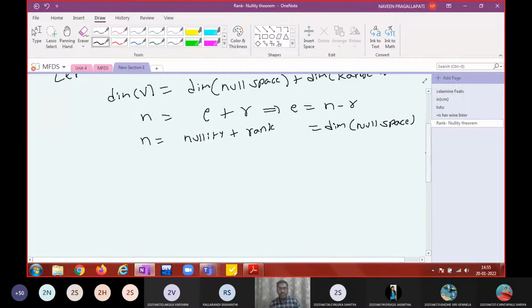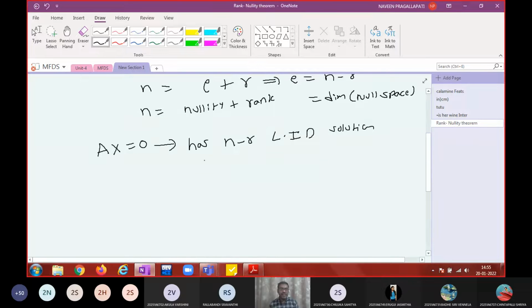Now you see, you are solving the system of linear equations, right? How many independent solutions are you getting? Ax equal to 0 has how many independent solutions? N minus r linearly independent solutions. Do you remember? The set of solutions of a homogeneous system forms a space called solution space, I said. And that solution space has a dimension. That dimension is n minus r.